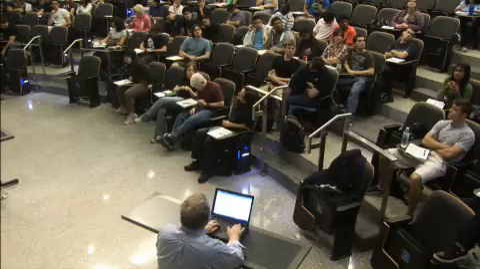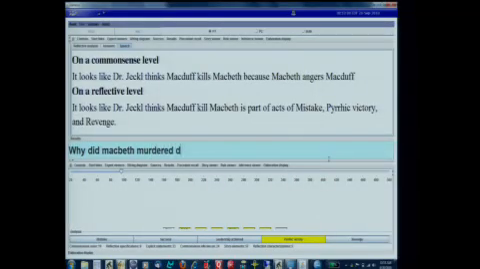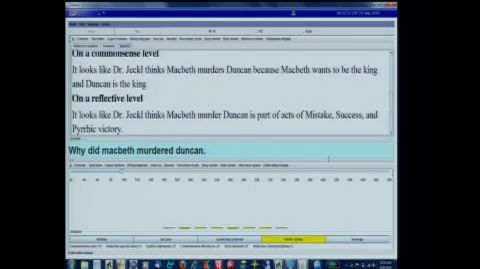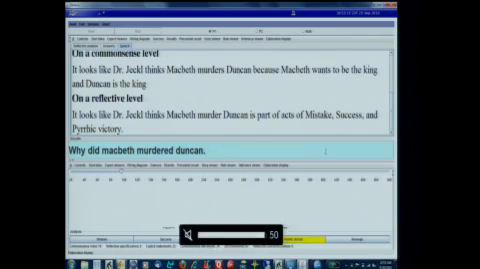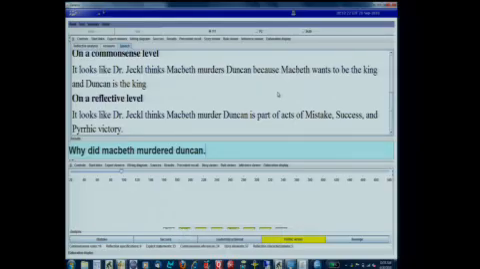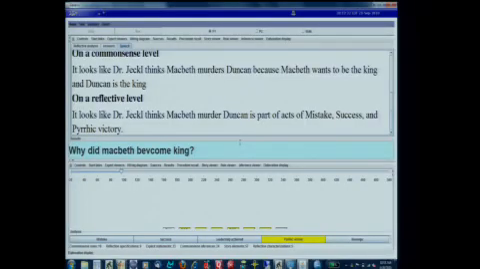So let's see, just for fun, we might be interested in why Macbeth murdered Duncan. Wouldn't this be handy if you hadn't actually read the play and here it is, you got to write that paper? On a common sense level, it looks like... I'll pull the plug on that because that's just annoying. Macbeth wants to be the king and Duncan is the king. So let's see, why did Macbeth become king? Oh yeah, I won't answer the question unless I spell it right.